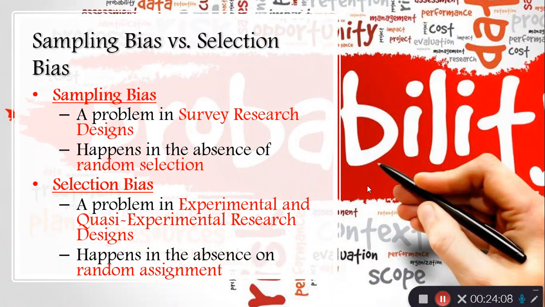And this is in contrast to selection bias. Selection bias is a problem in experimental and quasi-experimental research, and this happens in the absence of random assignment. We talked about selection bias as a threat to internal validity, and that threat only happens when we fail to randomly assign. So I also would like for you to keep these two differences in mind. These are very subtle differences, but I want you to understand and be able to distinguish between these various nuances and concepts.